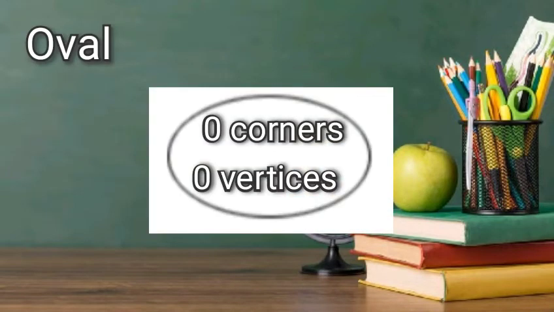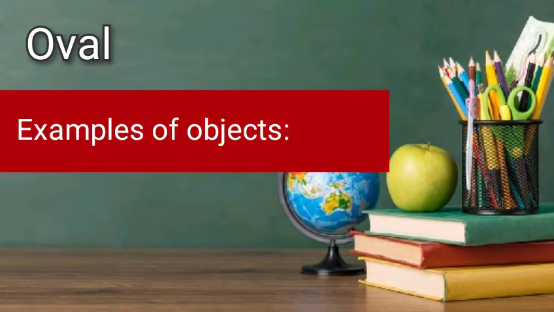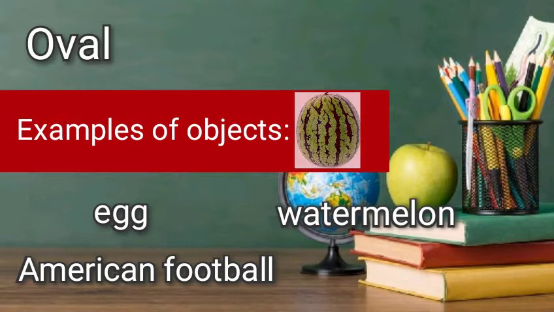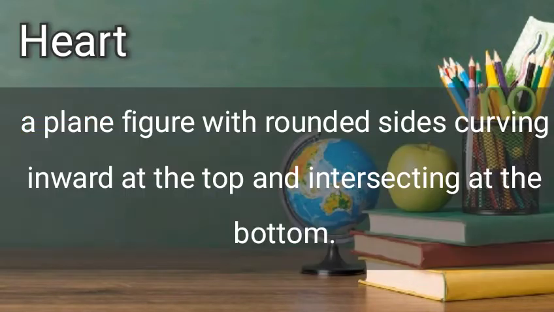An oval is a closed curve in a plane. It has no corners or vertices like squares and rectangles. Examples of objects: egg, American football, watermelon, and badminton racket.